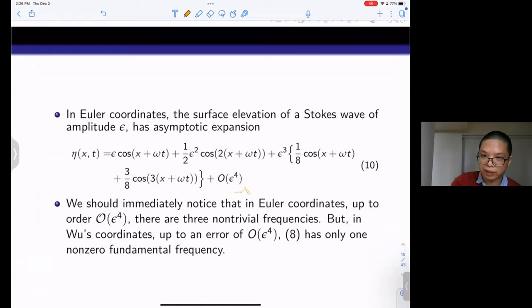Now when we look at the expansion of this Stokes wave, we can see a lot of frequencies. This is 3, 2, and 1. Yes, we have these three different frequencies. So if I use the Euler coordinate to consider the instability, then these three frequencies will interact with each other, and the analysis becomes quite complicated.